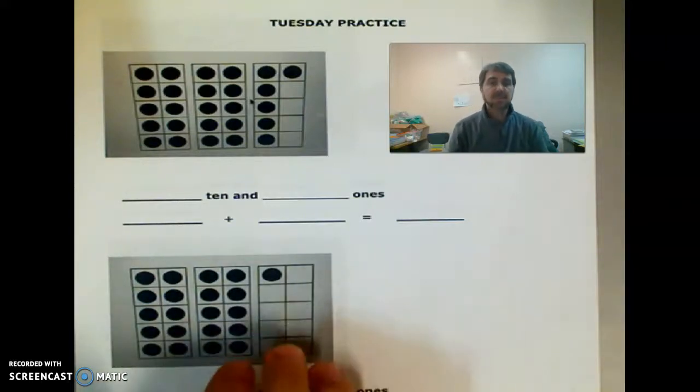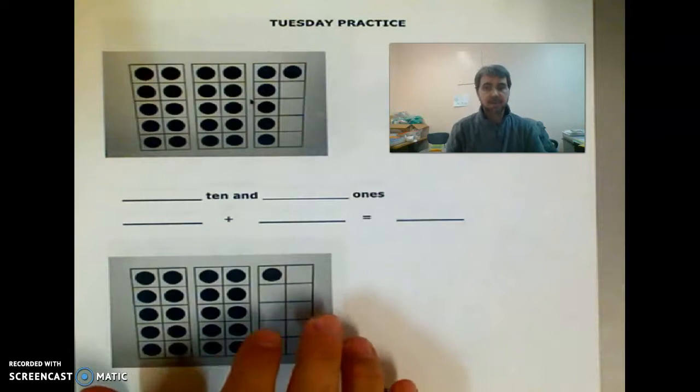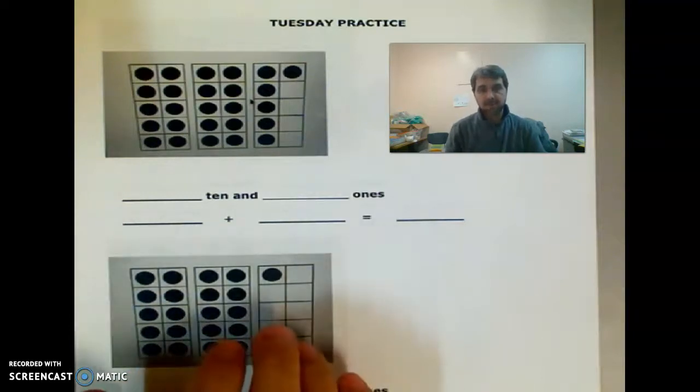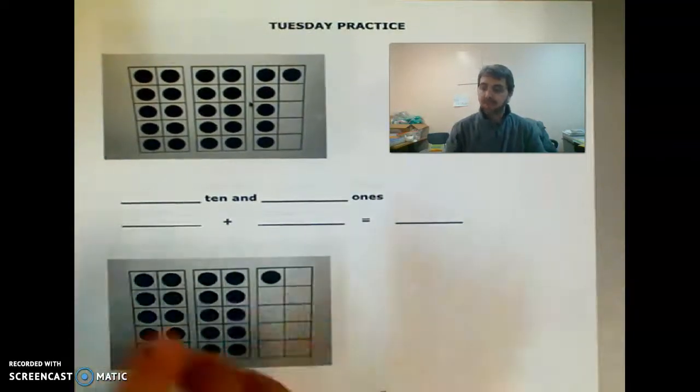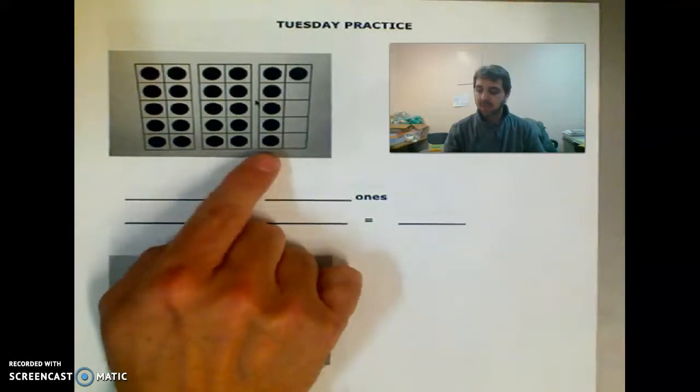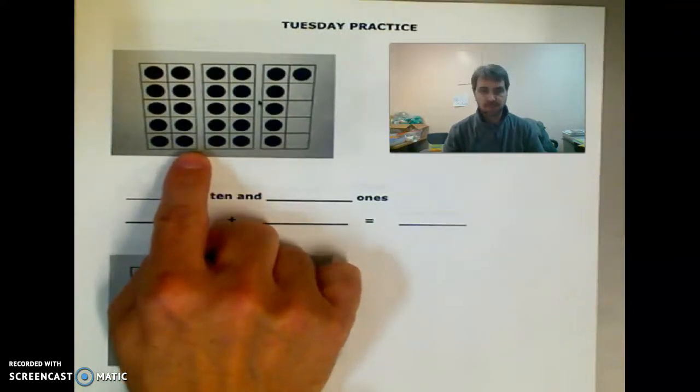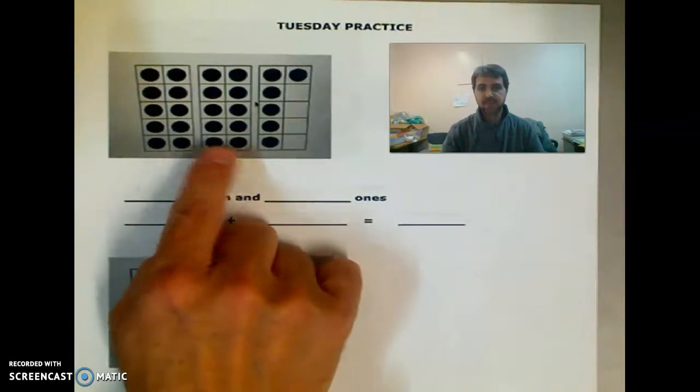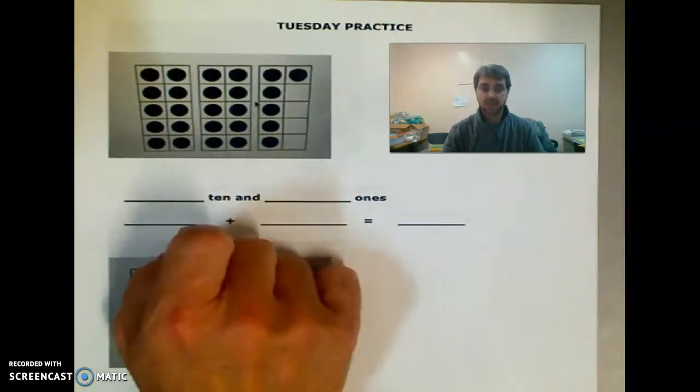So let's do some practice like we did yesterday. This time the numbers are a little bit bigger, into the 20s and 30s. So let's take a look. Here's a group of dots, grouped into 10 frames, just like we were doing.